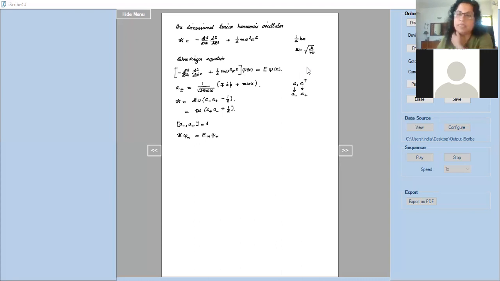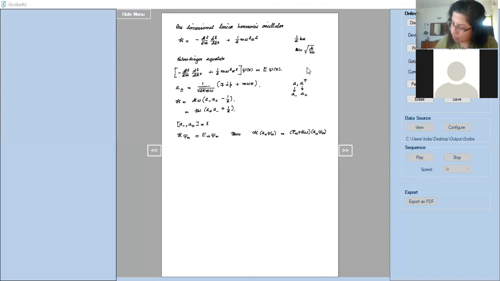And what you do know is that if this is the case, then your H acting on A plus psi n, what will it give you? It will give you En plus H cross omega, and then you will get A plus psi n. So this is important to remember, that A plus psi n is also an eigenfunction of the Hamiltonian, and it has an energy which is raised by H cross omega. So sometimes A plus and A minus are also called the raising and lowering operators, ladder operators, also creation and annihilation operators.